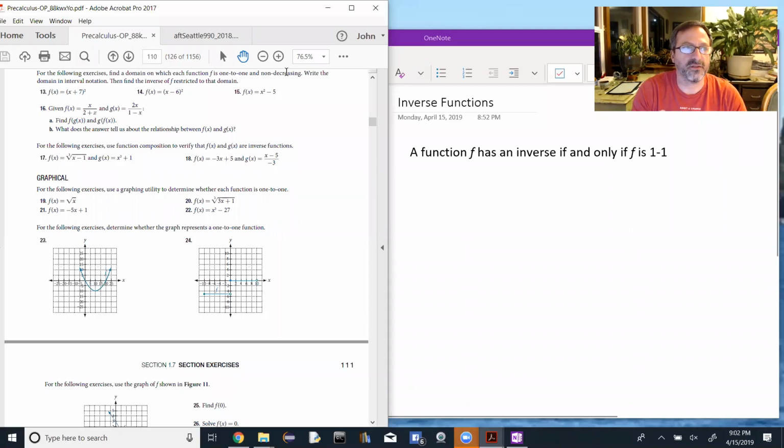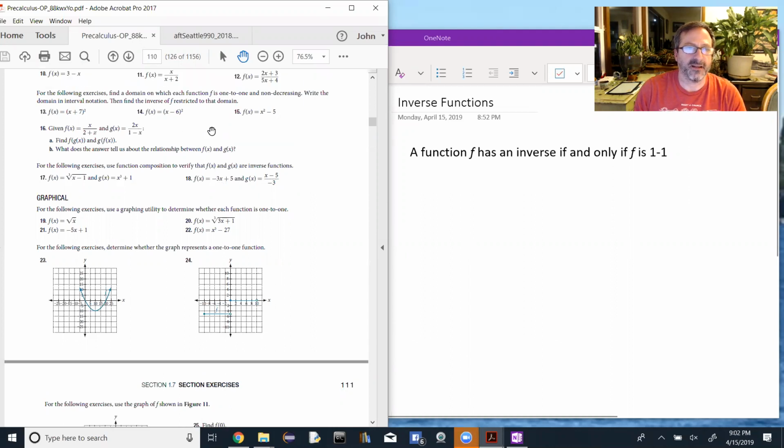Hey, so I wanted to check in and look at one of these homework problems in 1.7 inverse functions. It talks about these three problems here, 13 through 15. It says, for the following exercises, find a domain on which each function f is one-to-one and non-decreasing. Then it says, write the domain in interval notation and find the inverse of f restricted to that domain. So, what are they talking about here?